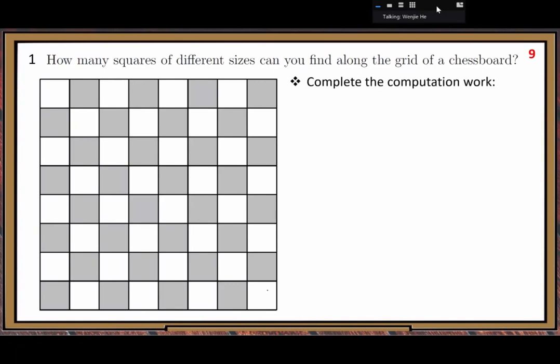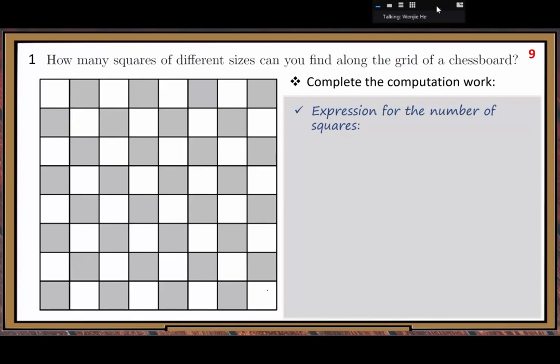Now we want to complete the final calculation. For the total number of squares, we add up the squares of these 8 consecutive integers. So if you calculate carefully, you get 204.